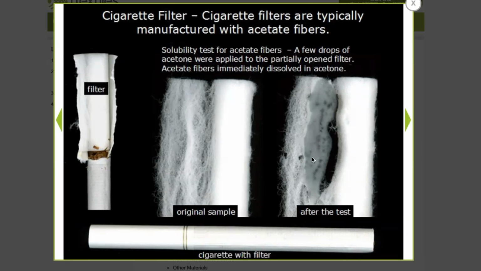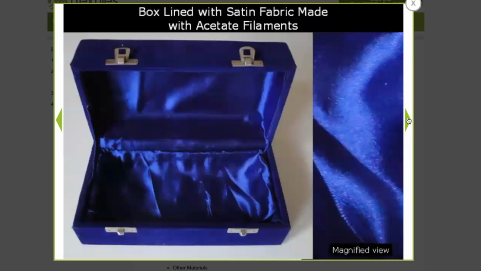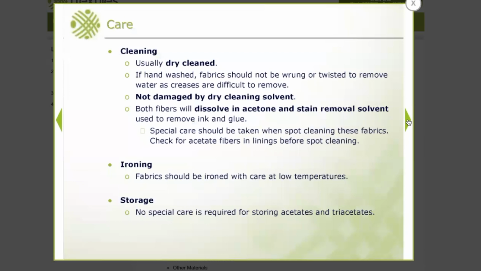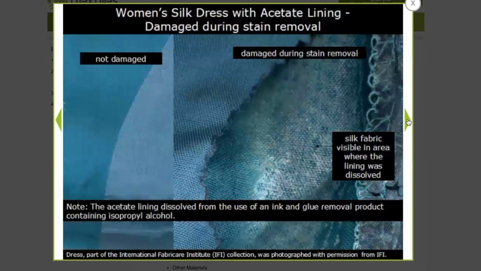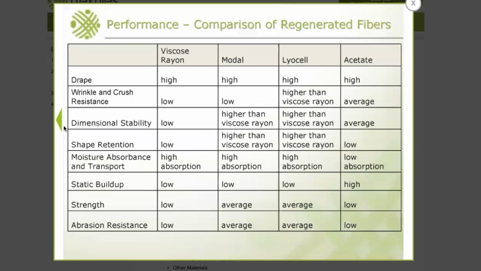And they put some acetone on it and it started to dissolve. So you can see that. This fabric here, the lining inside that box, is made out of acetate. So it has a lot of shine. It does have that luxury look to it. Generally, dry cleaning is used for these. So you have to be careful because, if you rinse it, trying to get the water out of it, it's going to wrinkle it a lot.